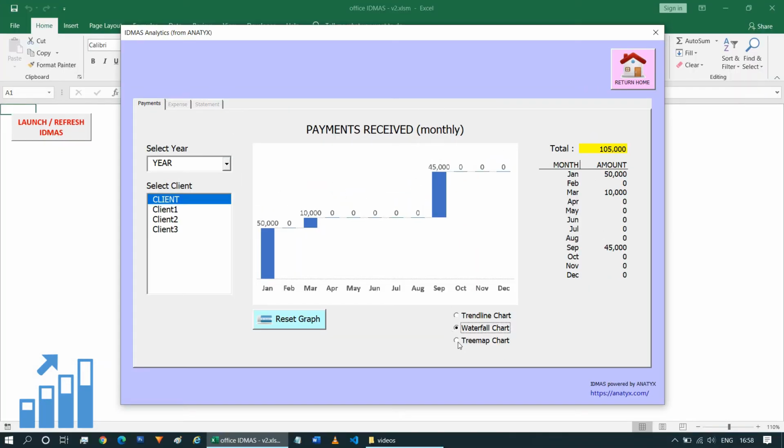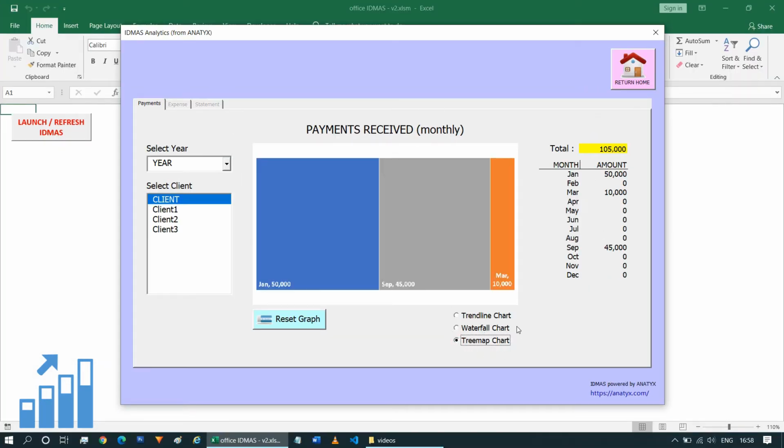Similarly, the last form is the tree map chart. This is a relatively very easy form of graph wherein you just see the total lump sum figure 50, 45 and 10, and based on the proportion the graph area is given. So 50,000 is a bigger area, whereas 45,000 is slightly less than 50,000. That is the reason it will have slightly smaller areas, and then 10,000 is the smallest. So that is how you read it.